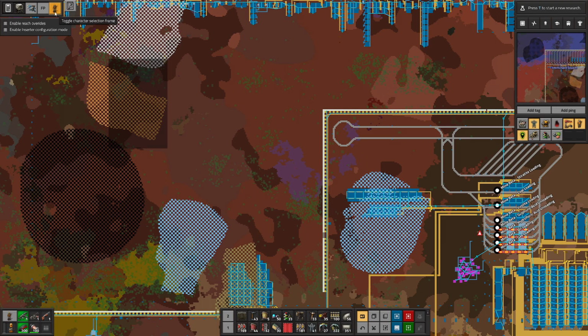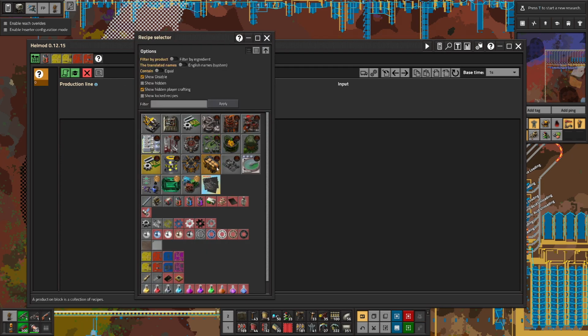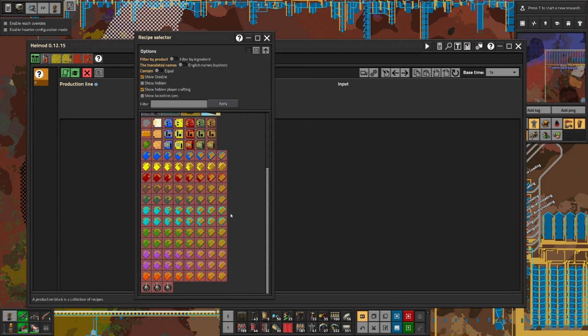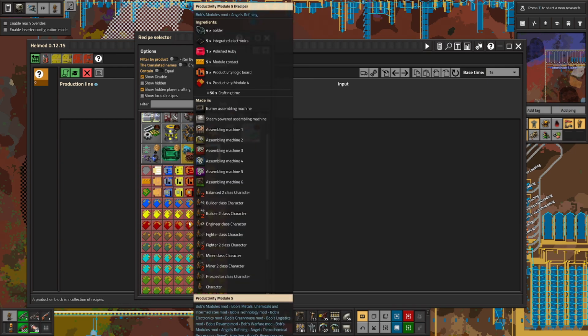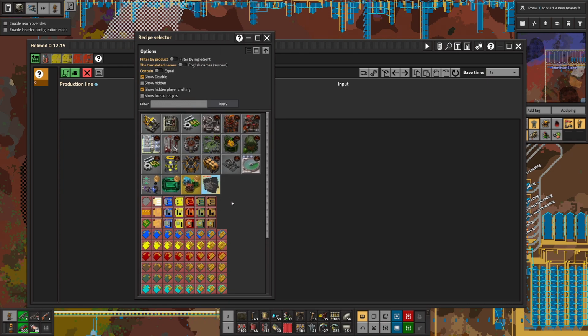And by foundry, I mean electronics foundry. So yes, we are going to need... No, these are productivity modules. We're going to have to get those, but I think they're going to be in the next electronics facility that we're going to build, not this one.